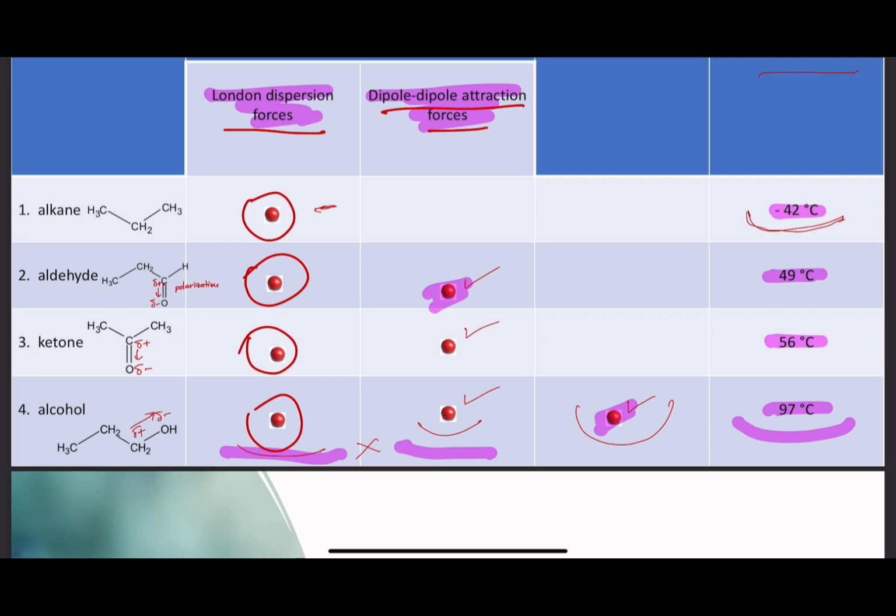Okay? But there is one more thing, the difference between aldehyde and ketones. So now let's look at the structures of these guys. So I have here CH3, CH2, COH, right? And then I have CH3, I got CO and CH3.